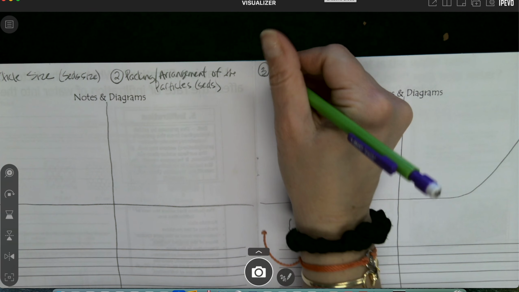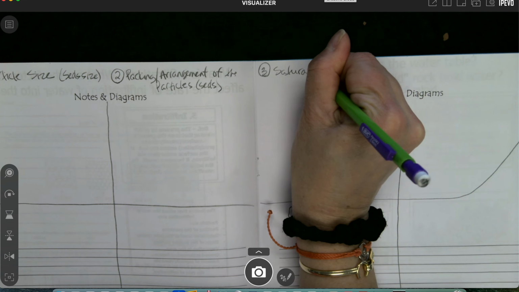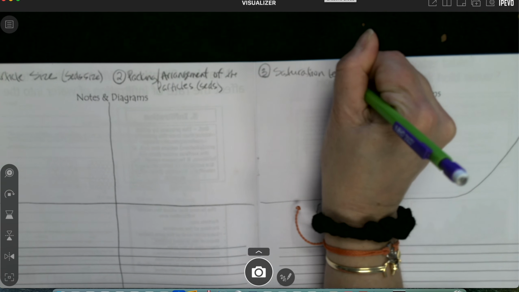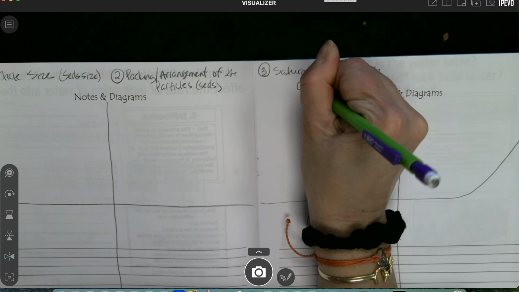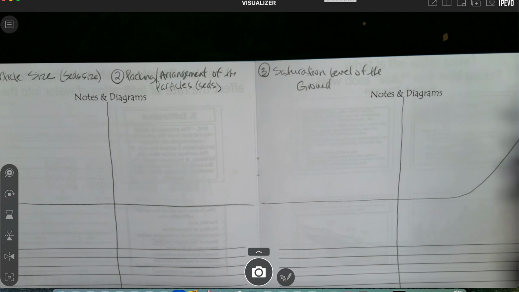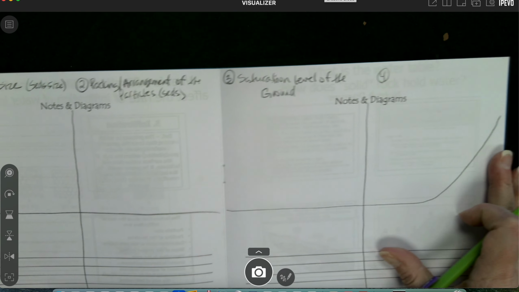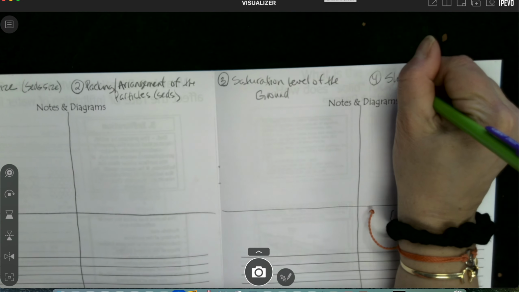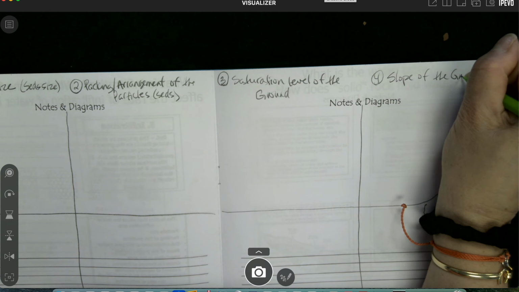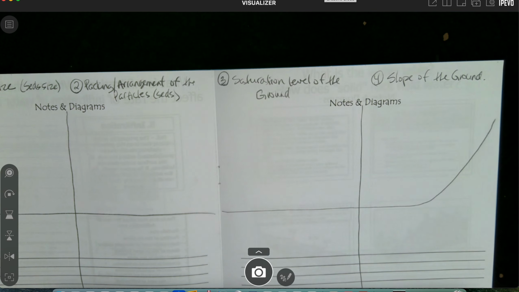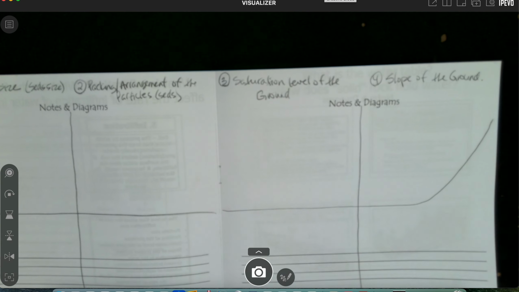Okay, so this is factor 3. This is factor 3, and this is the saturation level of the ground. That's the next factor. And then obviously number 4, judging from this diagram, this is going to be factor 4, slope of the ground. And this is all going to make sense when we get to class, okay? So 3 is saturation level of the ground, and 4 is slope of the ground.